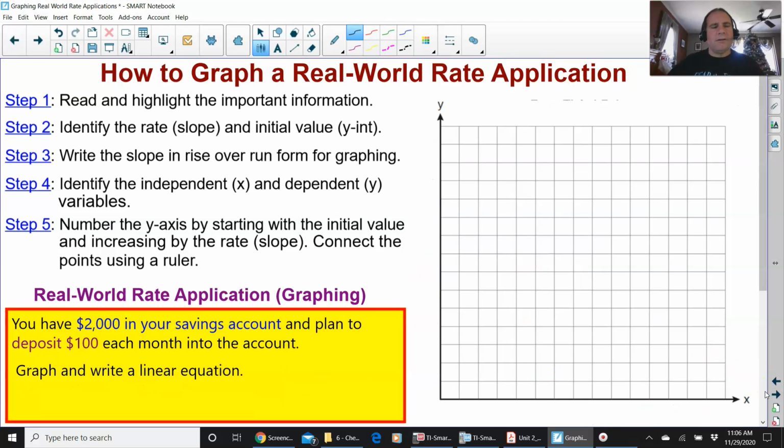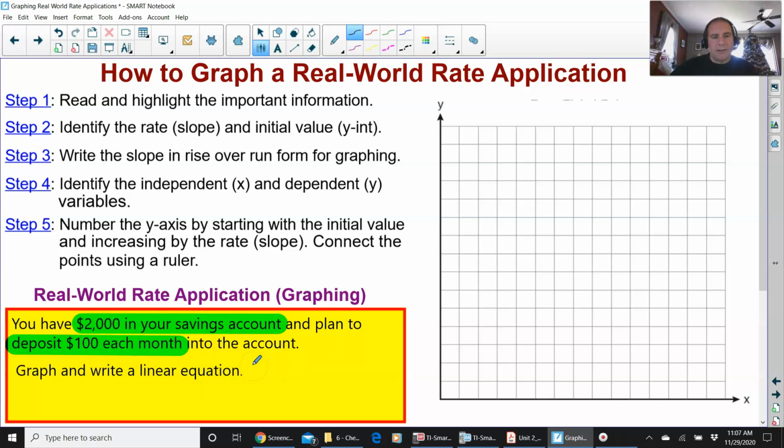So we're going to do one more, and again, here are the steps. I'm not going to go through them with you again. They're the same steps from the first question. It says you have $2,000 in your savings account. So make sure you highlight the most important information. We have $2,000 and plan to deposit $100 each month. That's important too. So we're ready to go. We have that information down.